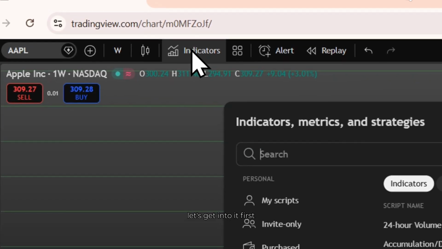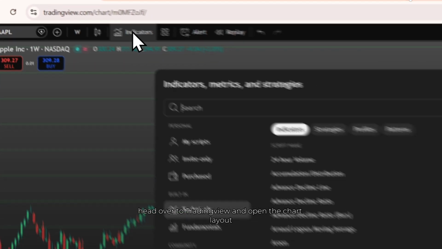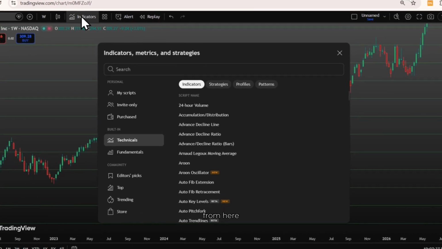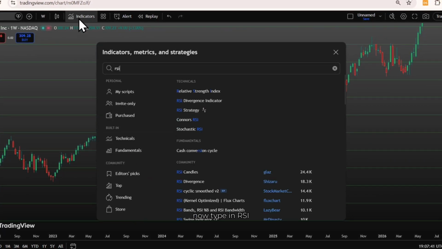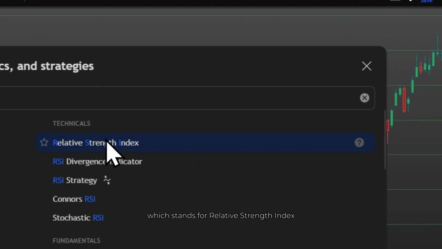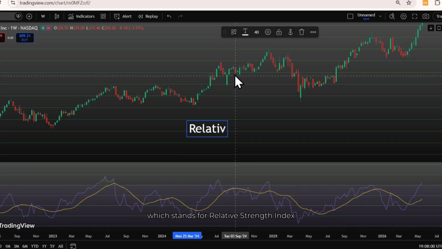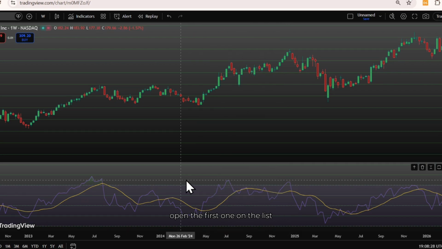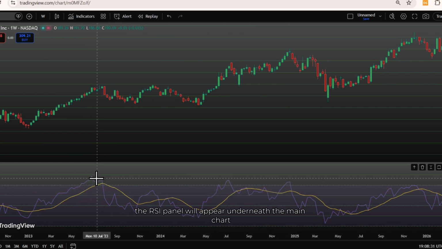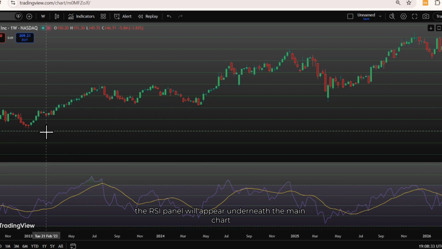Let's get into it. First, head over to TradingView and open the chart layout. From here, go to the Indicators tab at the top of the screen. Now type in RSI, which stands for Relative Strength Index. You'll see the built-in RSI indicator appear right here. Open the first one on the list. As soon as you add it, the RSI panel will appear underneath the main chart.